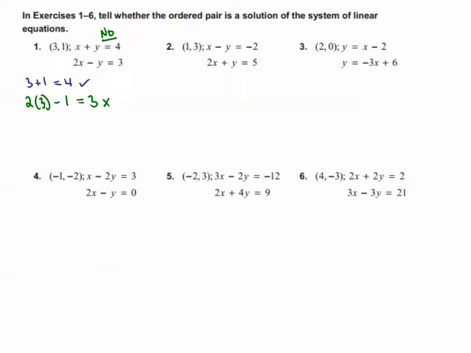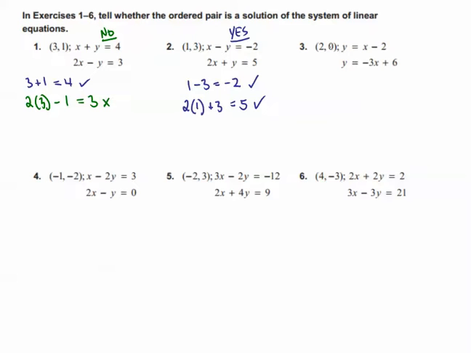Second system of equations. X is 1, y is 3. Does that equal negative 2? Yes, it does. Second equation in that system, 2 times 1 plus 3. Does that equal 5? Well, 2 times 1 is 2, plus 3, that does, and so we say yes.